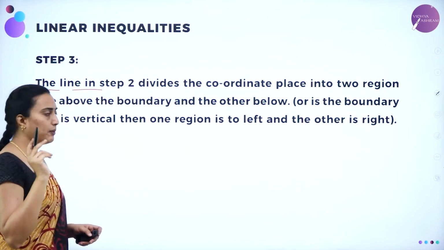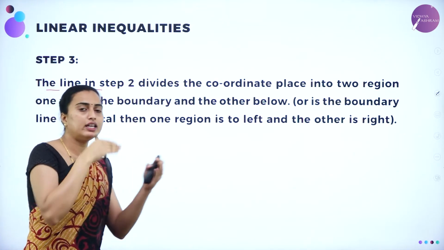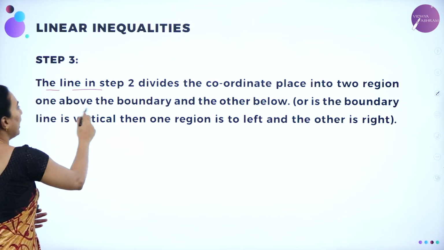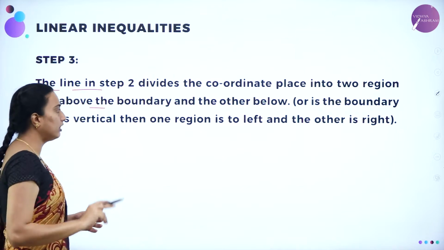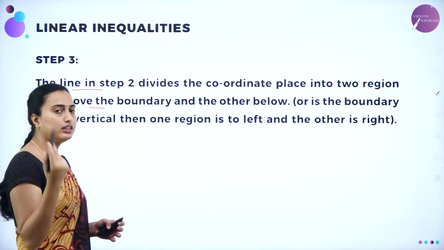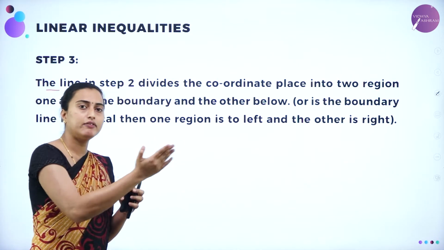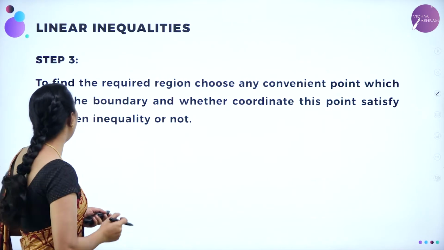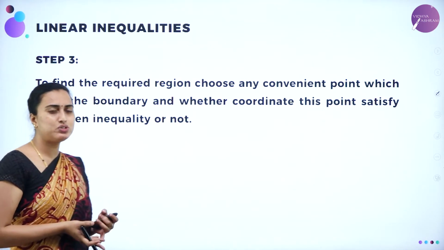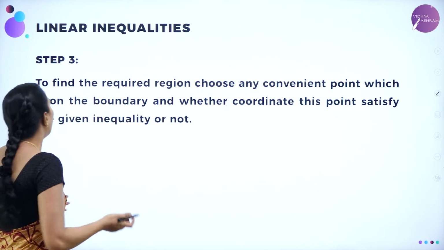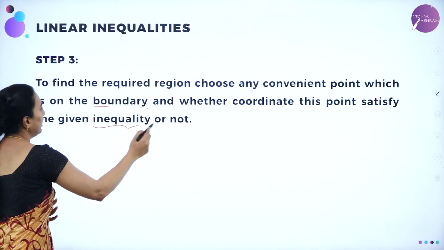The line in step 2 divides the coordinate plane into two regions. So it will be dividing into two regions, one above the boundary and the other below. If the boundary line is a vertical line, then one region is on the left and the other region is on the right-hand side. So again, to find the required region, choose any convenient point. Here I am choosing the origin, that means (0, 0), which is not on the boundary, and check whether the point satisfies the given inequality or not.